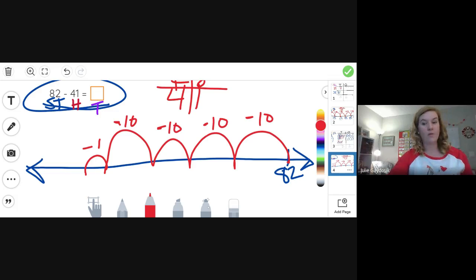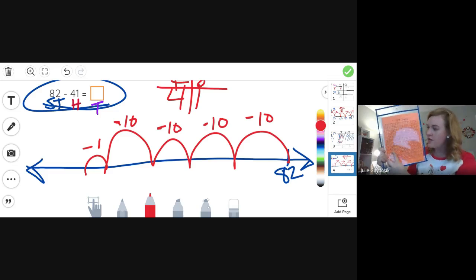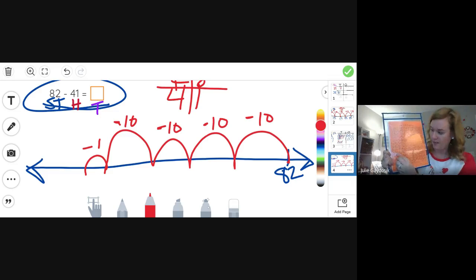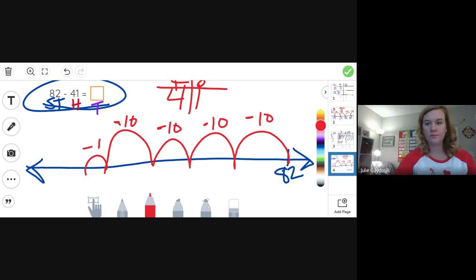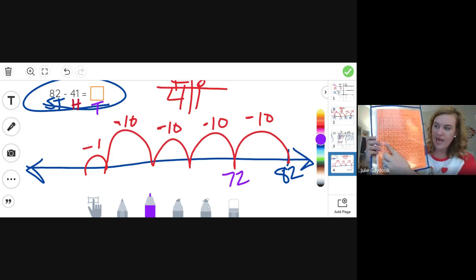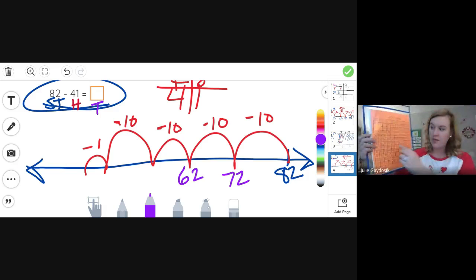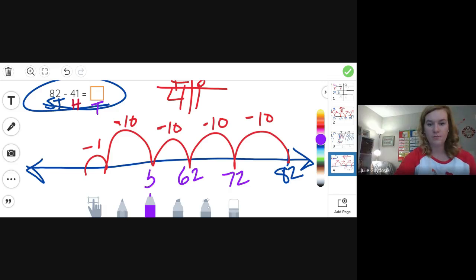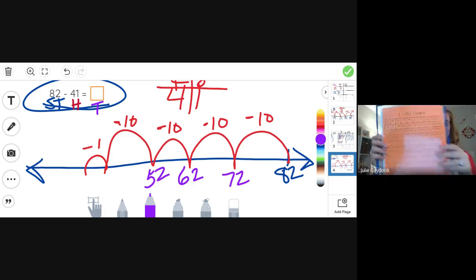Now remember, get out that trusty 120 chart. If I'm starting at 82 and going back 10, I'm going to go up the chart to decrease the numbers. So 82 minus 10 is 72. 72 minus 10 is 62. 62 minus 10 is 52. 52 minus 10 is 42.